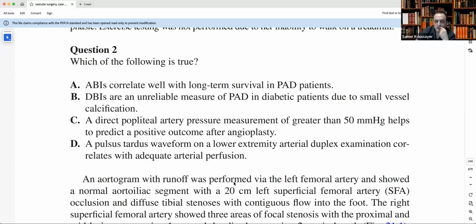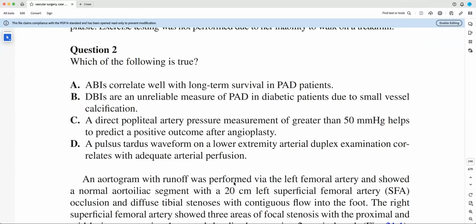Next one. B. TBIs are an unreliable measure for peripheral arterial disease in diabetic patients due to small vessel calcification.